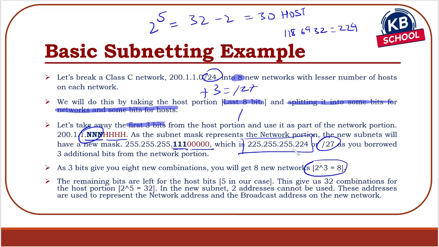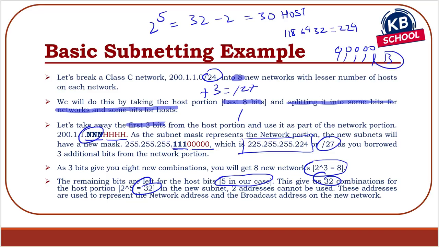All right. And I also talked about by getting 3 bits, you get 8 new combinations. 2 to the power of 3 is 8. And in the host portion, I'm left with 5 bits for the host. That means 32 combinations. 2 to the power of 5 is 32. But out of those, two addresses cannot be used. All zeros in the host represent the network. All ones in the host represent the broadcast address. So those 2 cannot be used.